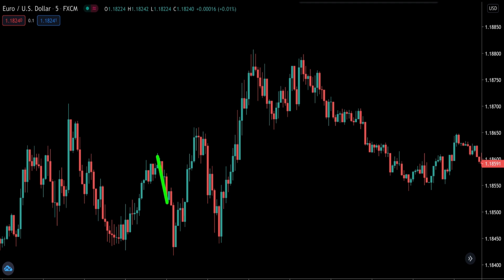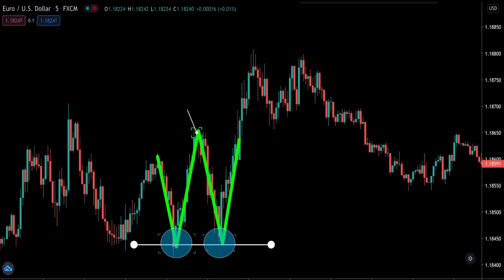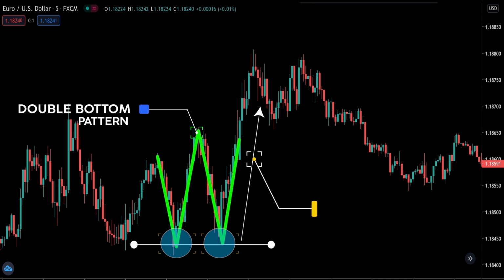The double bottom pattern is the opposite of a double top pattern. Here's an example where price forms a swing low and then bounces back up. The sellers try to stage another down move by testing the same level but fail to break lower. Eventually, the bears tire out and this results in a double bottom pattern.